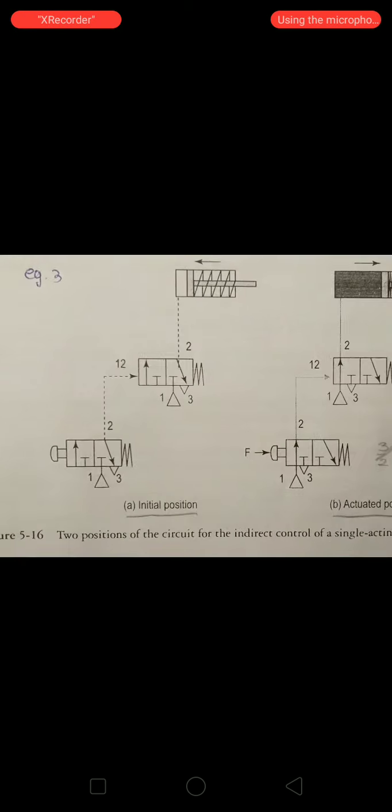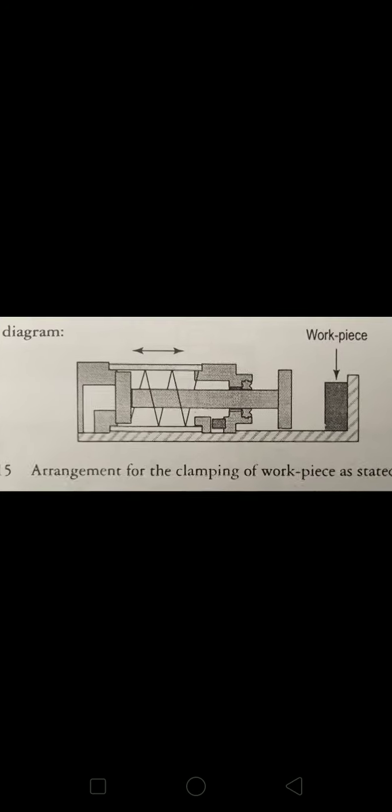So till now we have gone through 3 circuits. One is a direct control of a single acting cylinder, the second one is the speed control of a direct control of a single acting cylinder, and now we are seeing indirect control of a single acting cylinder. And this is the arrangement which you can see on your screen.